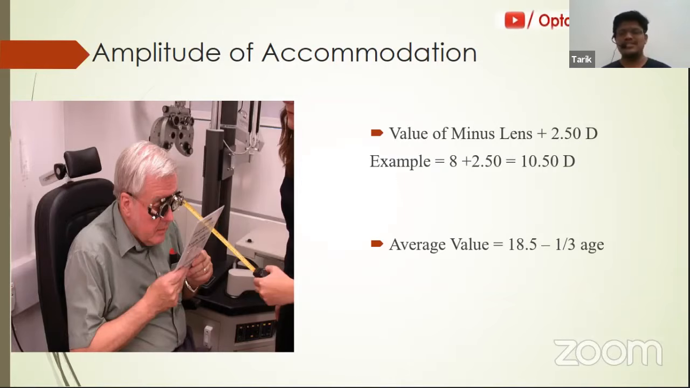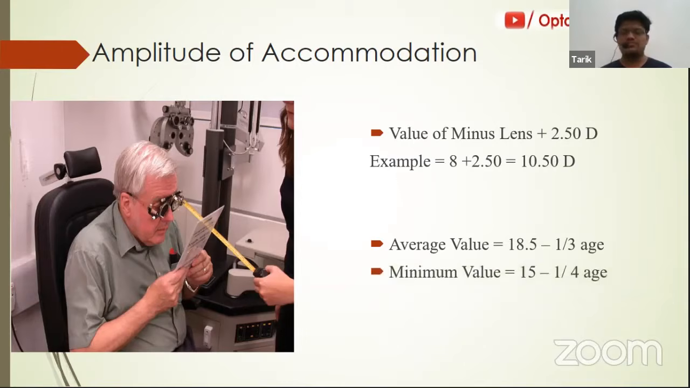Now, what is the standard deviation? For example, you are getting a value, but there has to be a standard deviation because we have done it in a big population. So a standard deviation of around plus or minus 2 diopter is quite accepted. So whatever value you are getting, plus or minus 2 diopter, if your value is ranging within it, then the value is normal.